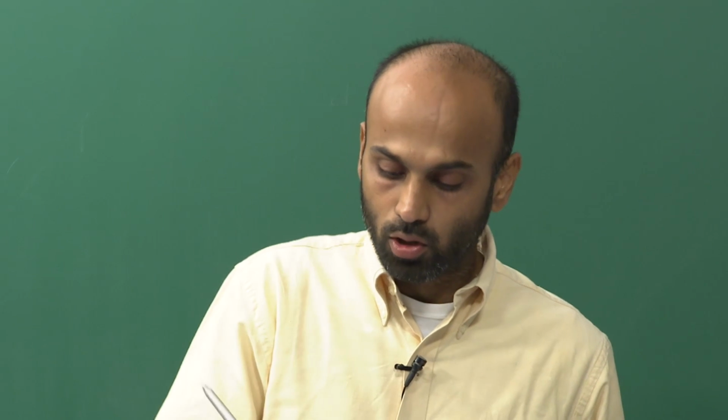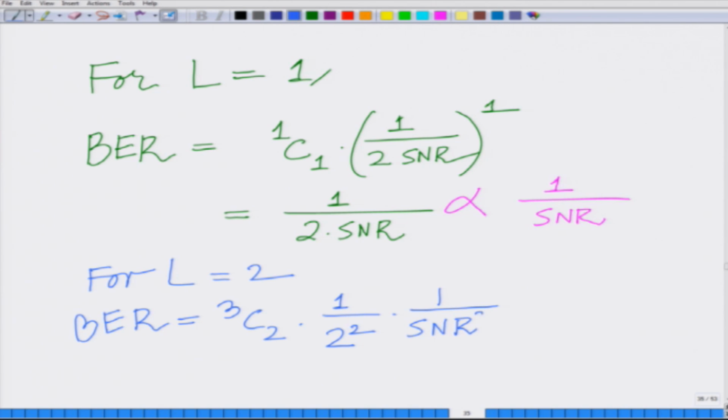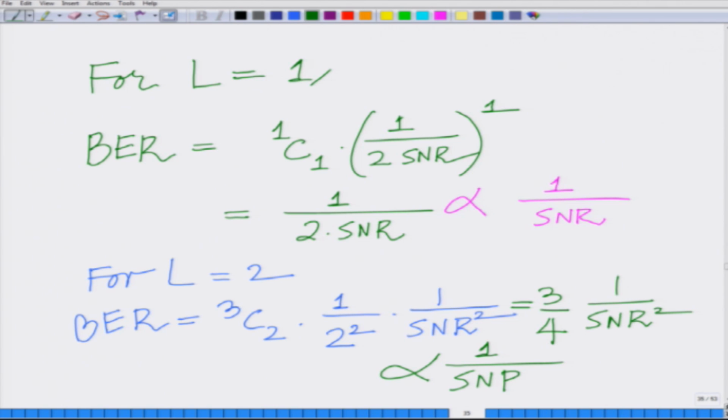Now, what happens with L equal to 2 antennas? For L equal to 2, and this also we have seen earlier, my bit error rate equals 3 choose 2 times 1 over 2 square times 1 over SNR square, which is equal to 3 by 4 times 1 over SNR square, which is proportional to, as you can see, 1 over SNR square. So, for L equal to 2 antennas, the bit error rate is decreasing as 1 over SNR square.